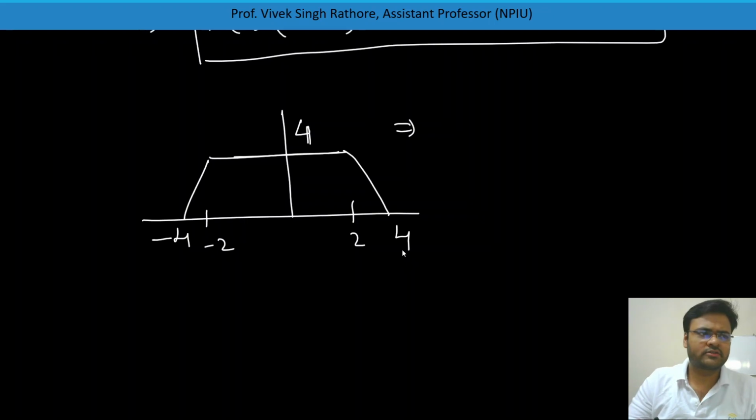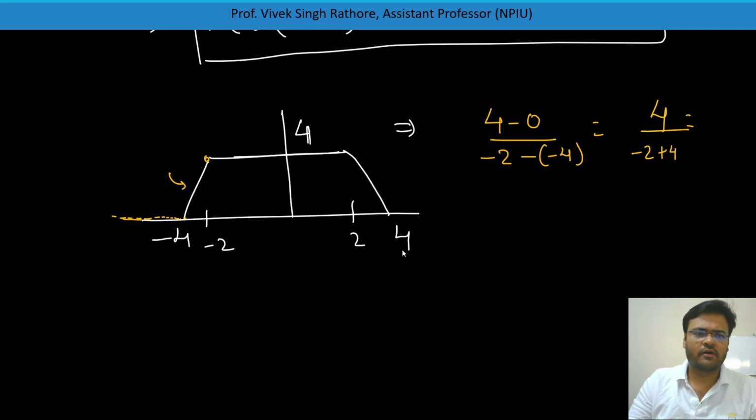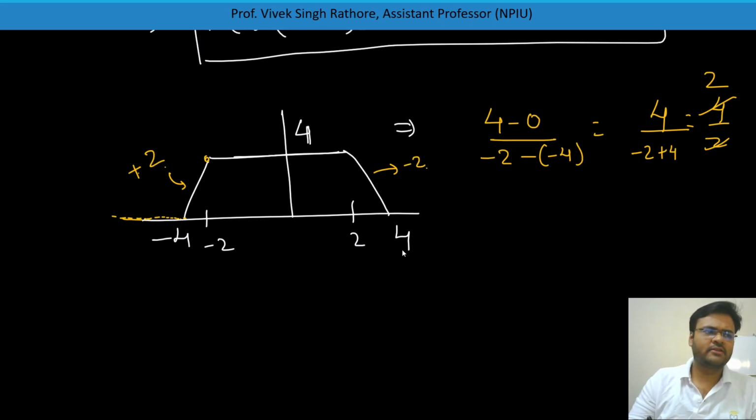From minus infinity it comes to t = -4, where we have a slope change. How much slope? First we need to calculate the slope. The rise is 4 minus 0, and the run is -2 minus (-4), so you get 4/2 = 2. So this slope is equal to plus 2. Same here, you get minus 2 slope, and the remaining values are all 0 because this is DC value.